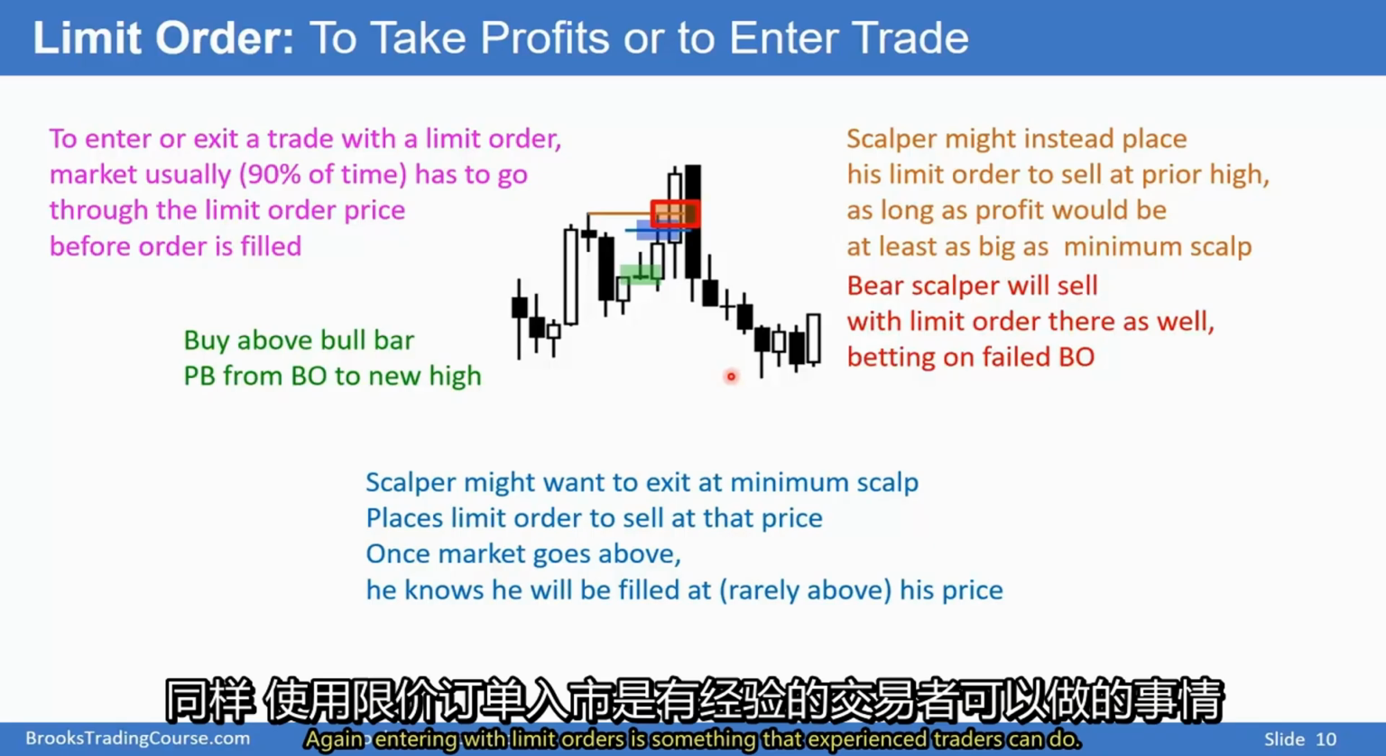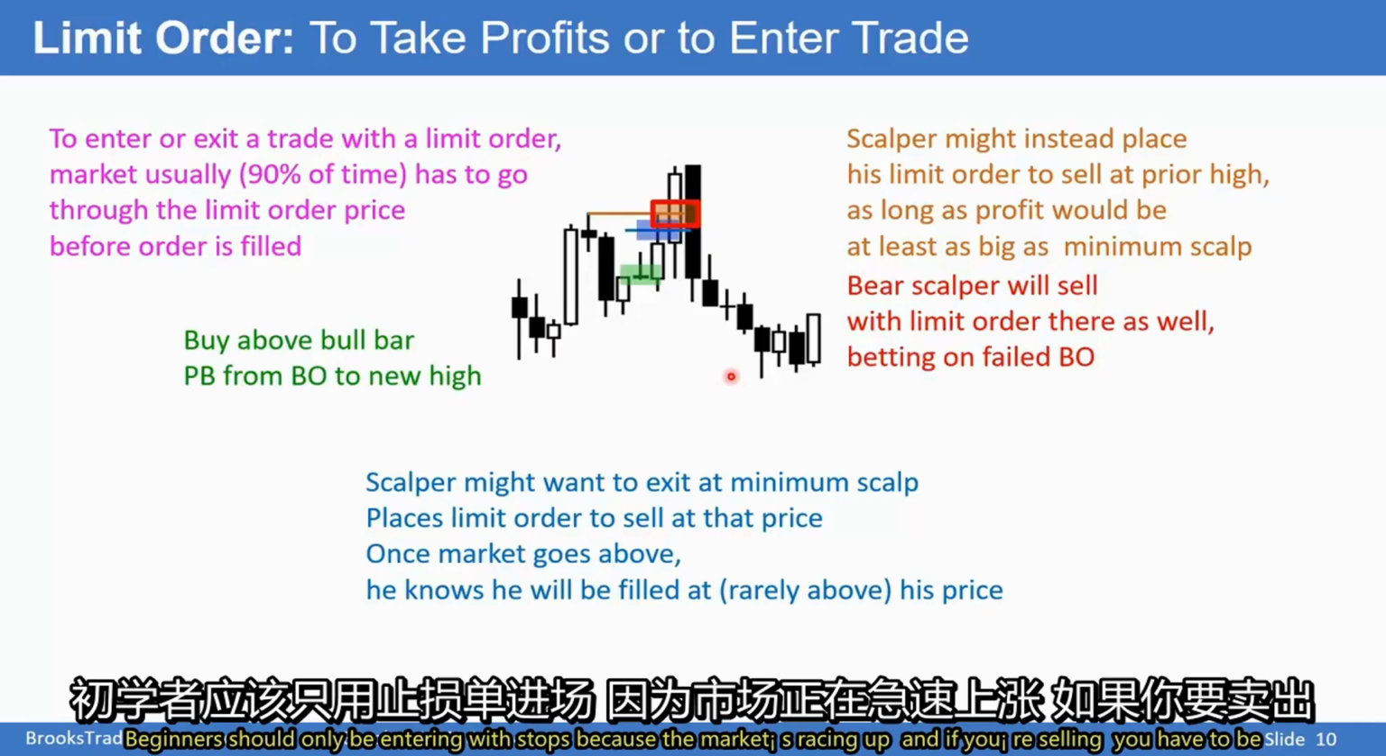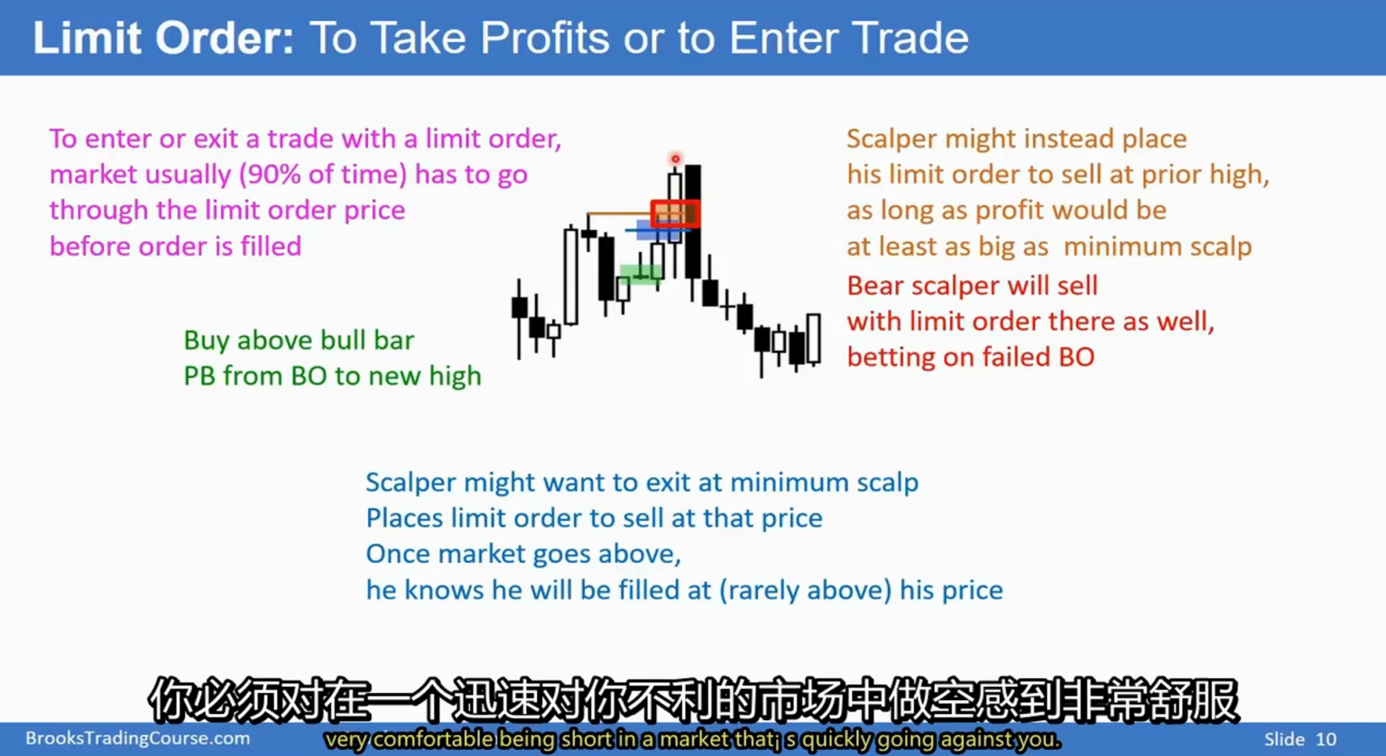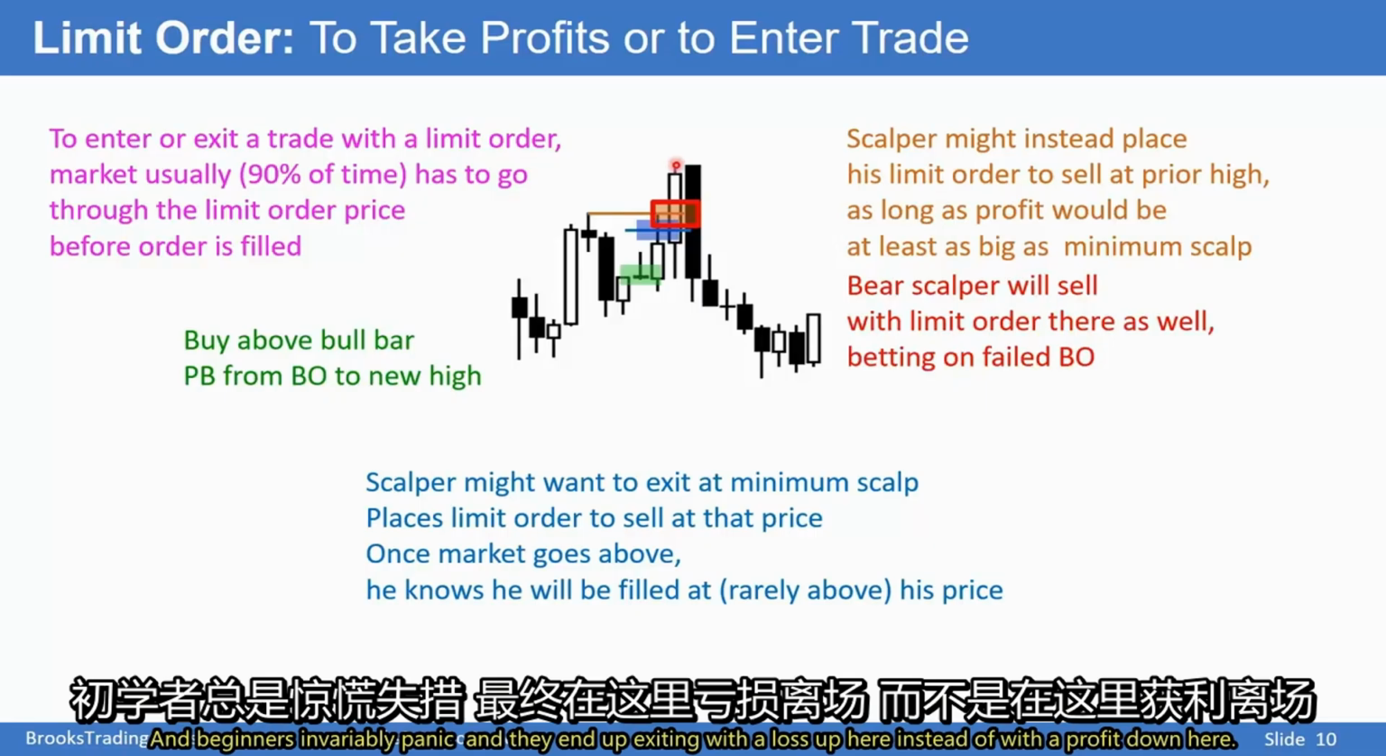Again, entering with limit orders is something that experienced traders can do. Beginners should only be entering with stops because the market's racing up, and if you're selling, you have to be very comfortable being short in a market that's quickly going against you. And beginners invariably panic and they end up exiting with a loss up here instead of with a profit down here.